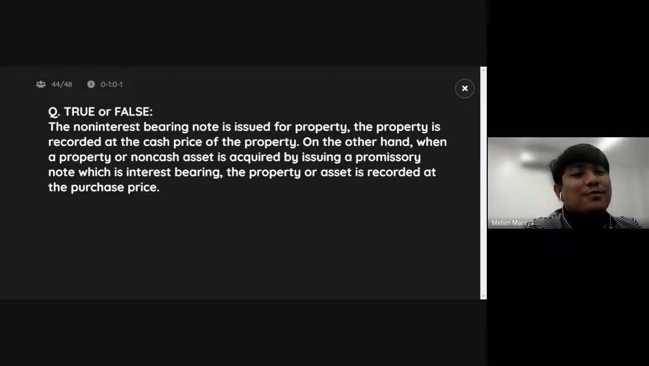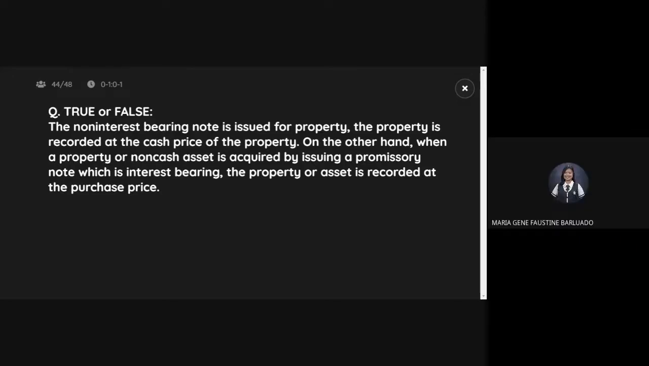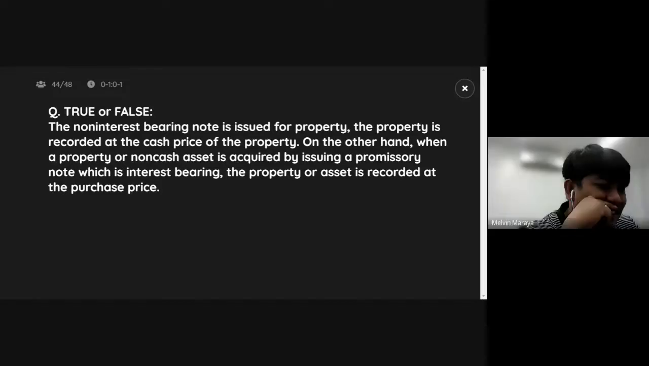So, once you compare the cash price to the face value of the note, whatever differences, it is presumed that it is the interest imputed. Naka-incorporate na agad sa face value ng note. Nakukuha, guys? Yes, sir. Okay. Let us proceed.